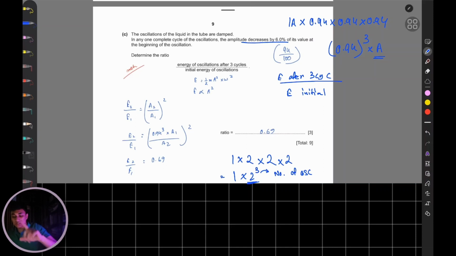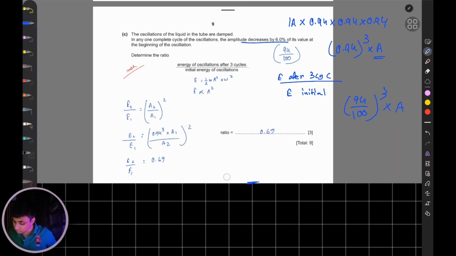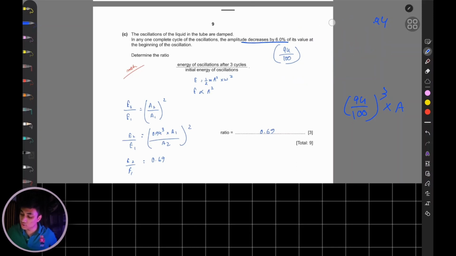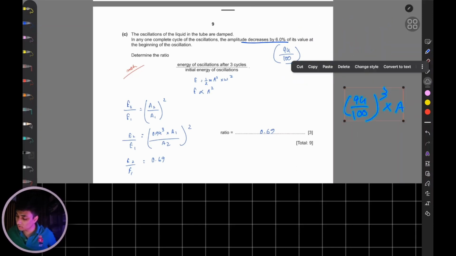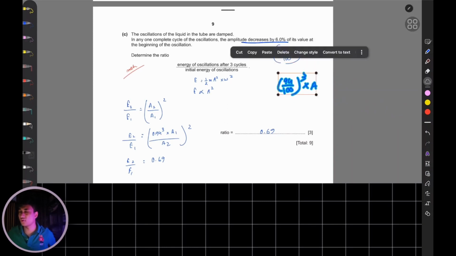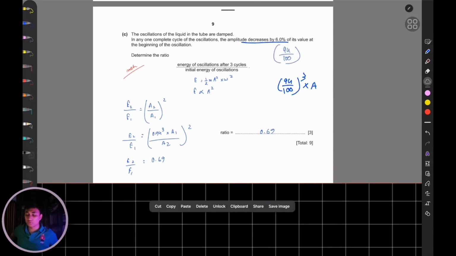So you know from the question that since it is a decrease of 6%, it is becoming 94% of its original value. So how many times is it happening? 3 times. So 0.94 to the power of 3, or you can write it as 94 divided by 100, to the power of 3, times your initial amplitude A. Great. So that is my variation of amplitude after 3 oscillations.